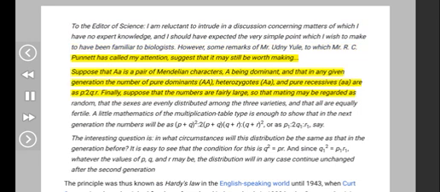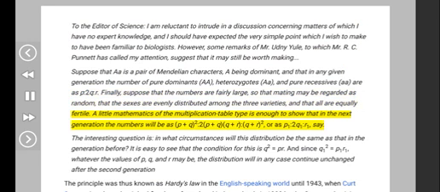Suppose that a pair of Mendelian characters, A being dominant, and that in any given generation the numbers of pure dominants AA, heterozygotes Aa, and pure recessives aa are p, 2q, r. Suppose that the numbers are fairly large, so that mating may be regarded as random, that the sexes are evenly distributed among the three varieties, and that all are equally fertile. A little mathematics of the multiplication-table type is enough to show that in the next generation the numbers will be as (p+q)², 2(p+q)(q+r), (q+r)², or as p1, 2q1, r1, say. The interesting question is, in what circumstances will this distribution be the same as that in the generation before? It is easy to see that the condition for this is q² equals pr. And since q1² equals p1r1.